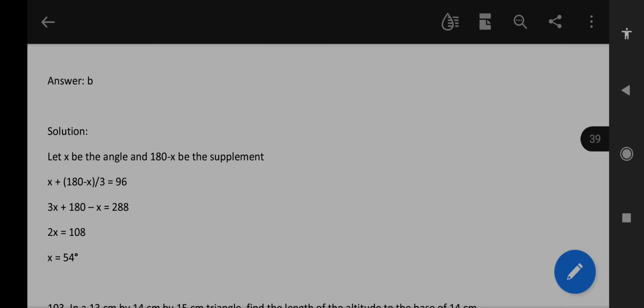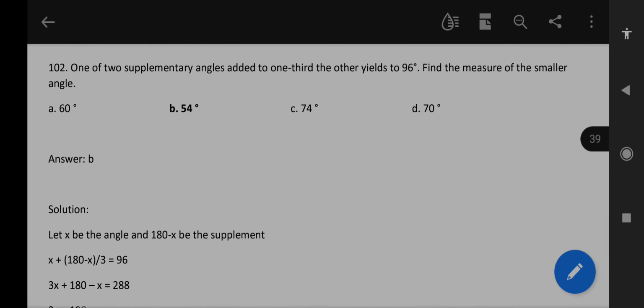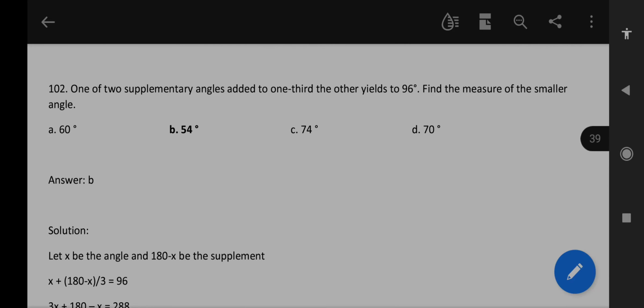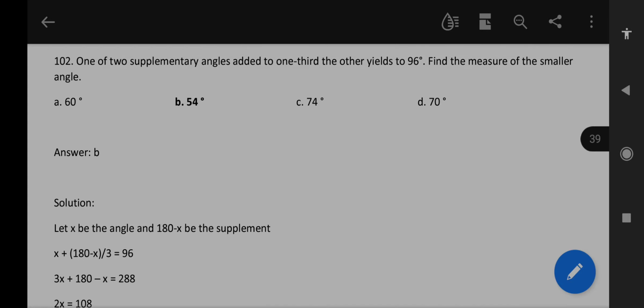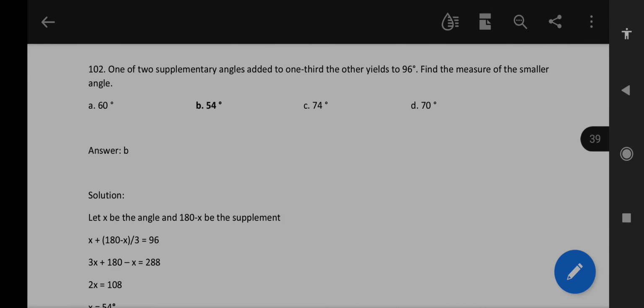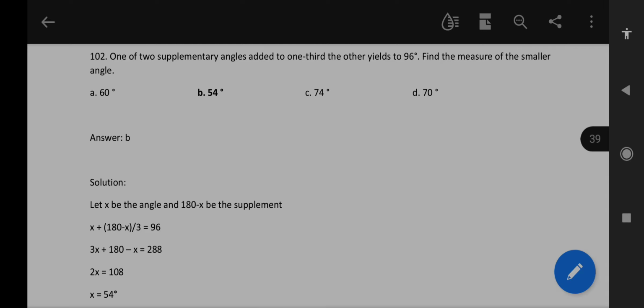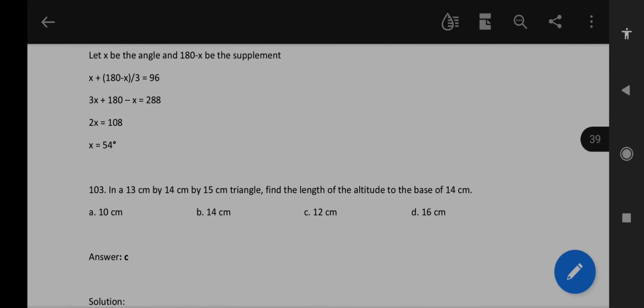And syempre, yung 3 na denominator mo, malilipat sa kabila. Okay? Tapos, magiging 2x is equals to 108. Therefore, the value of x, or yung unknown natin dyan, yung measure ng smaller angle ay 54 degrees. So, pakitandaan ng tanong na to, ng sagot at ng solution kung paano sinolve. Okay? Letter B, 54 degrees. Go to problem 103.